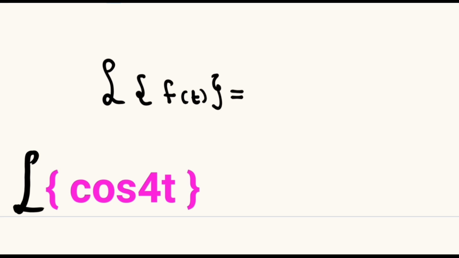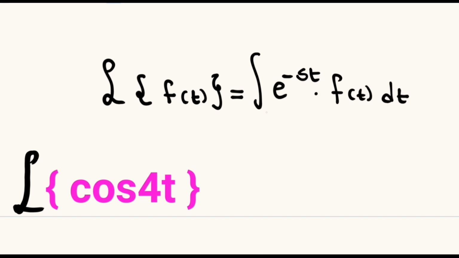For our second question, let's reintroduce the formula for determining the Laplace transform using the first principle. So we have the Laplace of f of t, which will be equal to the integral of e raised to the power negative st multiplied by the f of t and dt, and we are integrating from 0 to infinity.